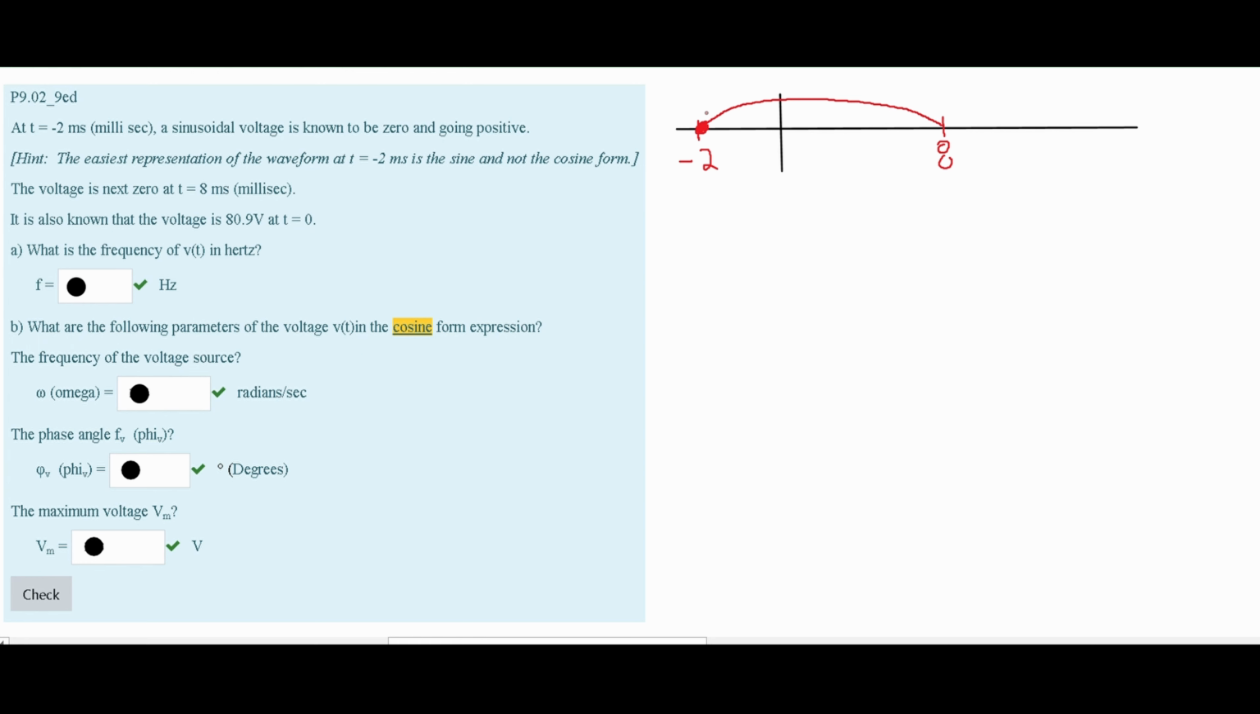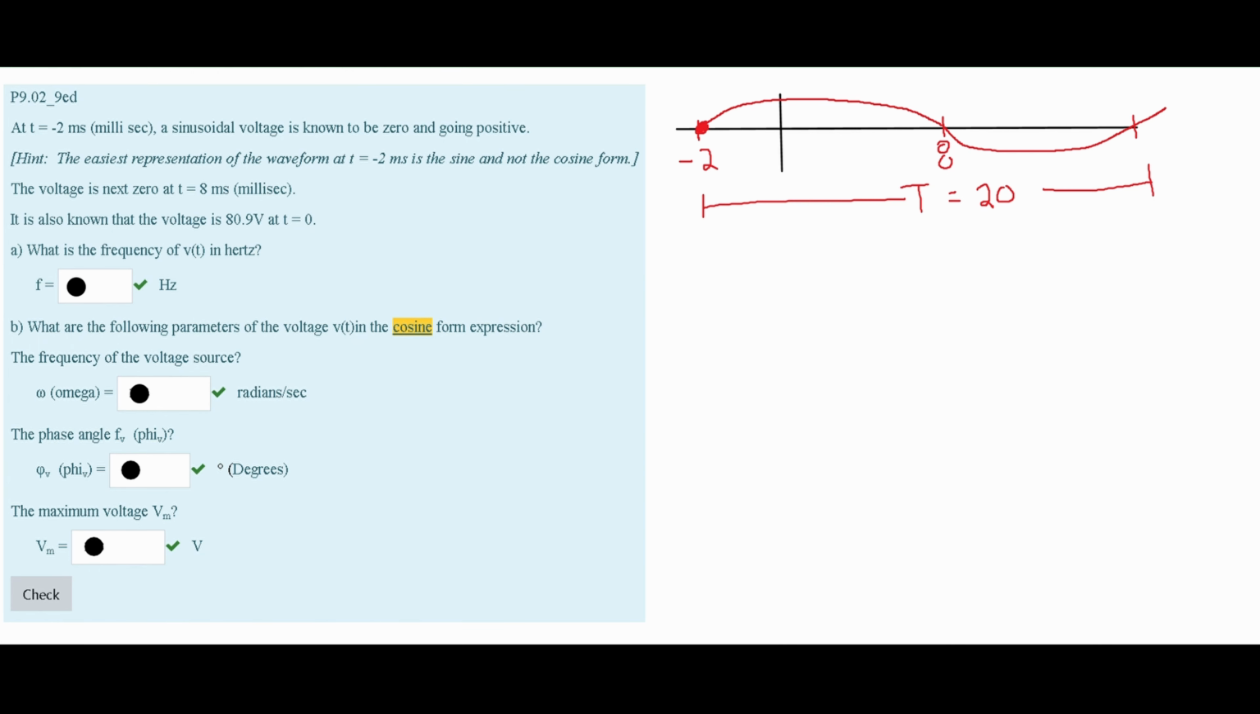For a full period, it needs to hit the time axis at one point, another point, and then a third point. Somewhere over here it's going to hit it again, and that is our period, this entire length. From negative 2 to 8 is 10, and since the period is 2 times half the period, we get 20. So our period is 20 milliseconds.